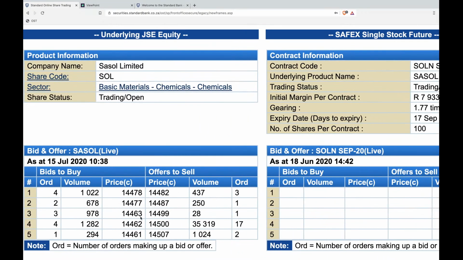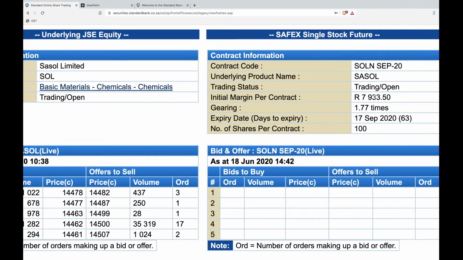And there you will see the bids and offers. Remember, you're buying at the bid and offer in the market, but your margin requirement per contract is up there.